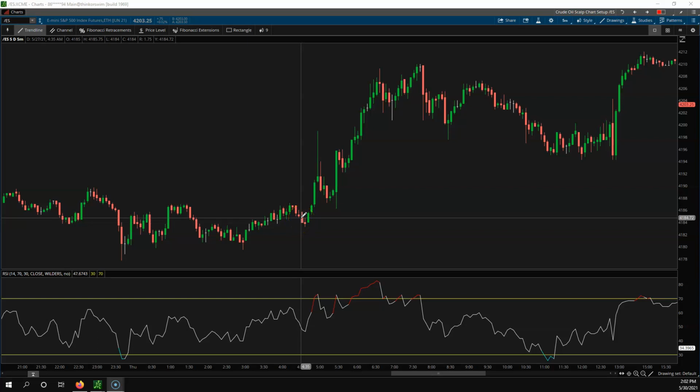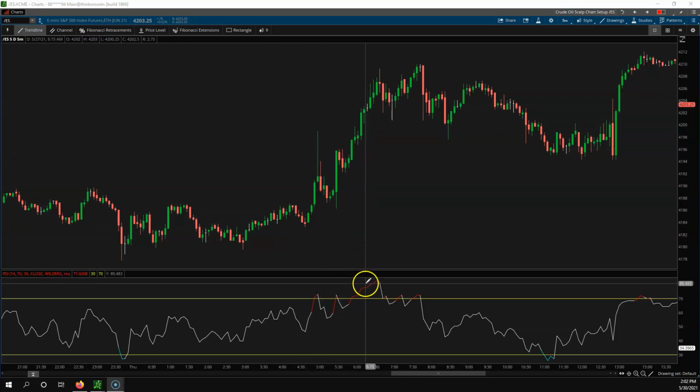Now, this also works on the 15-minute, hourly, daily, whatever time frame you want. Right now, we're going to use a 5-minute chart. So we see we're actually in an uptrend.